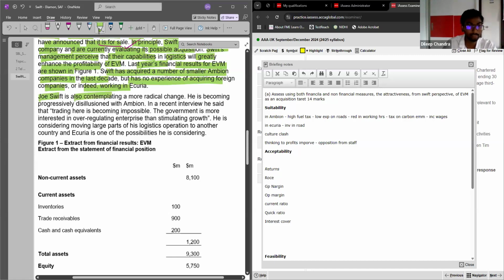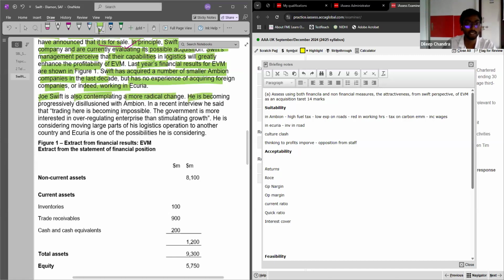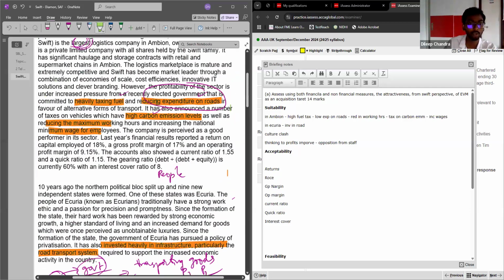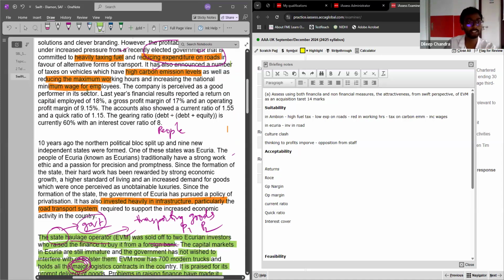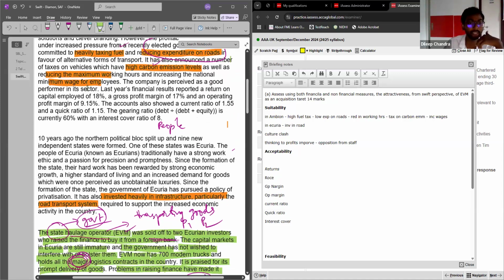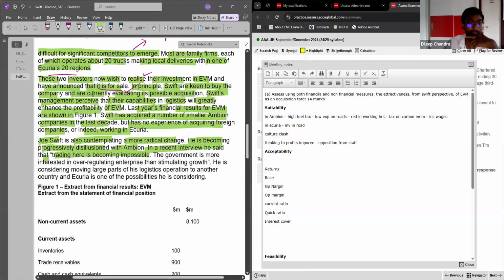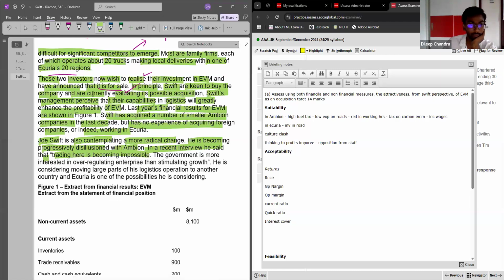Joe Swift is also contemplating a more radical change. He is becoming progressively disillusioned with Ambien. Oh, in a recent interview, he said that trading here is becoming impossible. Why? Because of the government. They're putting tax on fuel. They're not investing in infrastructure. Tax on carbon emission levels. They're changing the working hours, increasing the wages. So maybe our Joe has got fed up with the government over there. So now we are reaching the climax. Joe is fed up with the government over there.